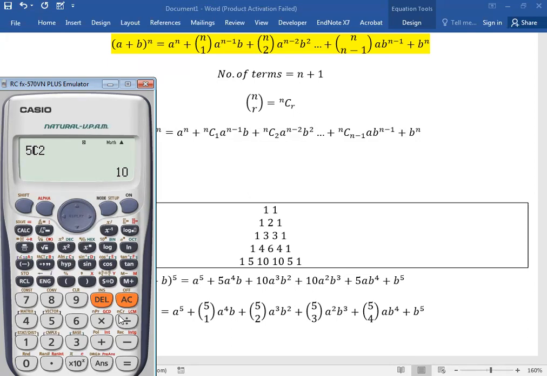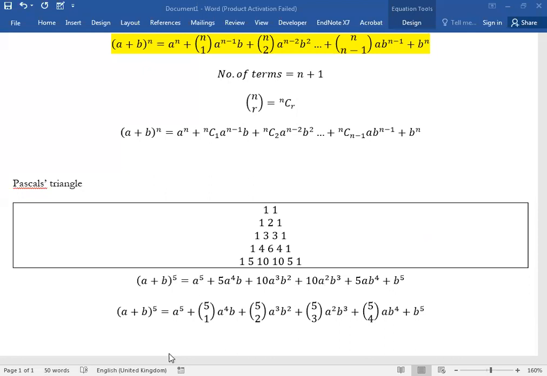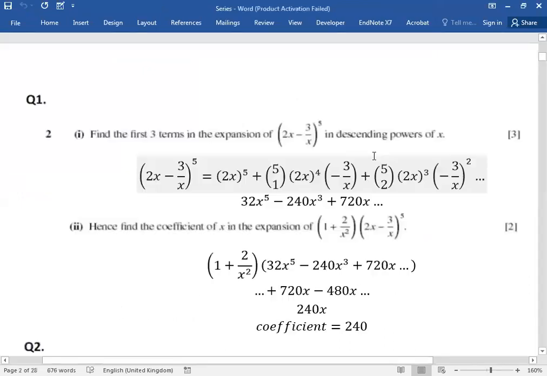The rest of the expansion remains the same. The first term starts with the power n and reduces to power 0. The second term starts with power 0 and increases to power n. Is this clear? The first one does not have a separate coefficient. Neither does the last one. Is this clear? And now let's try to attempt a few questions.